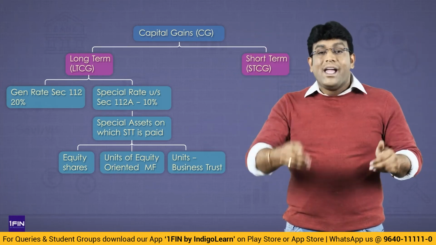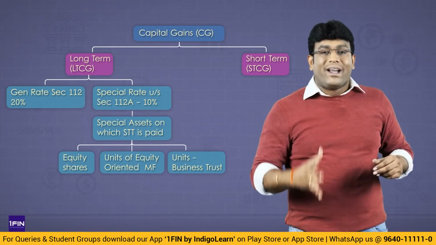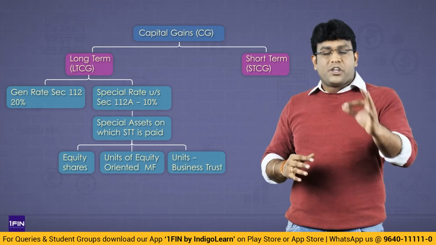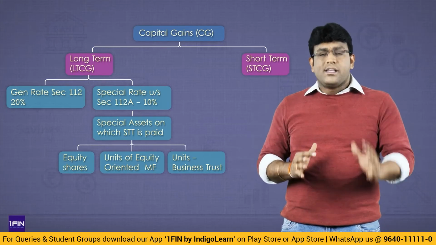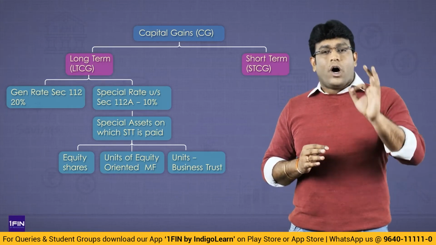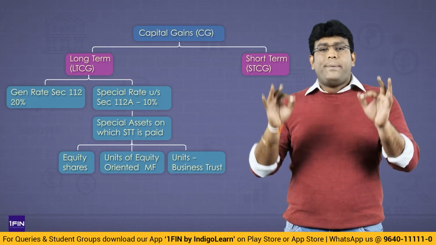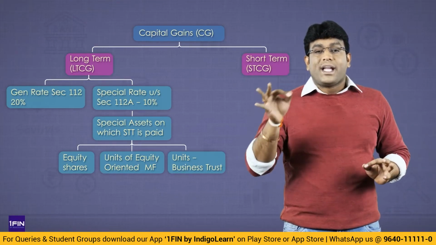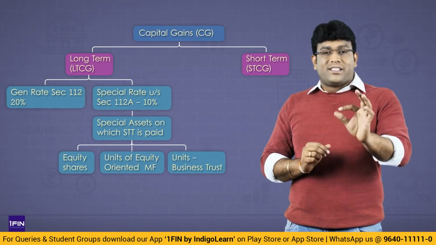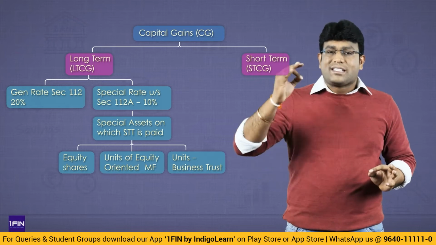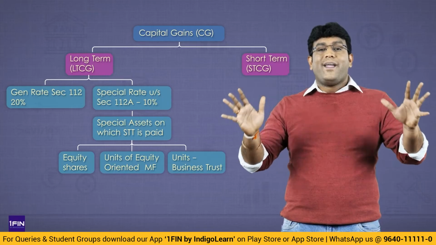But in 112A, it is only 10%. That too 10% on amount exceeding 1 lakh. So let me repeat once again, section 112A. 112 capital A: long-term capital gains on sale of equity shares or units of equity-oriented mutual fund or units of business trust through recognized stock exchange on which STT, that is securities transaction tax, is paid, is taxable at the rate of 10% on amount exceeding 1 lakh.